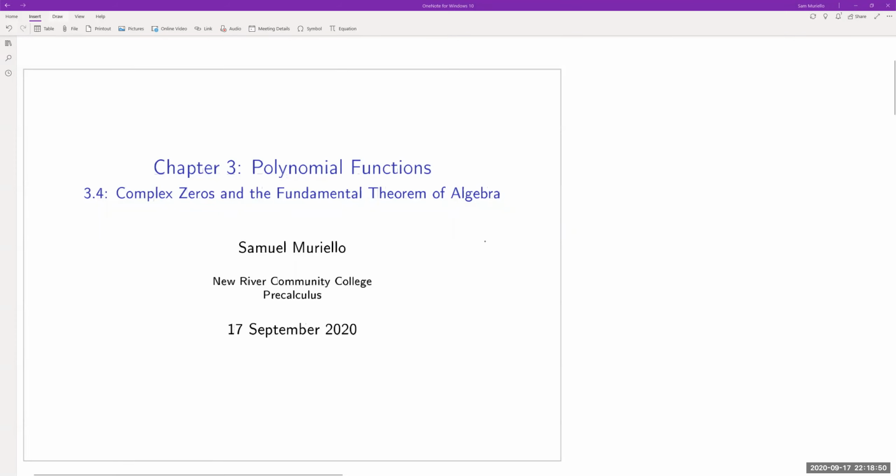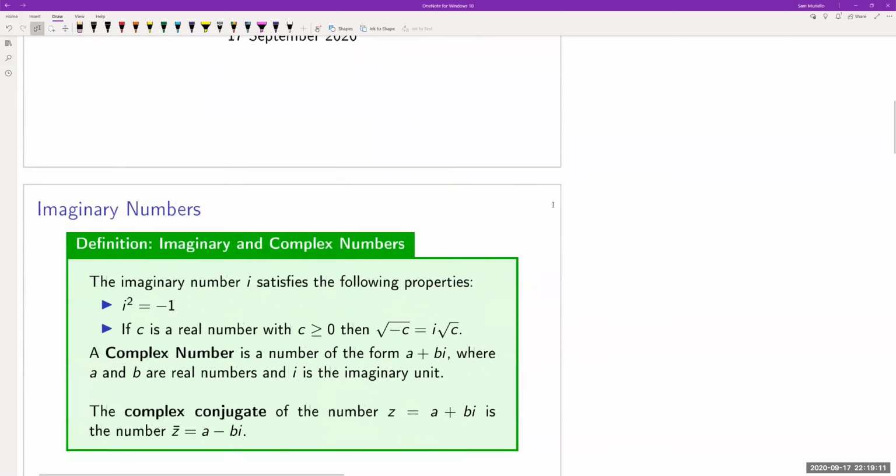Okay, welcome back. Today we're going to talk about Chapter 3, Polynomial Functions, looking again at 3.4. This time we're bringing in complex zeros and the fundamental theorem of algebra. So up until this point, we've been dealing exclusively with real numbers. Today, we're going to start looking at imaginary numbers as well. So here's what we got.